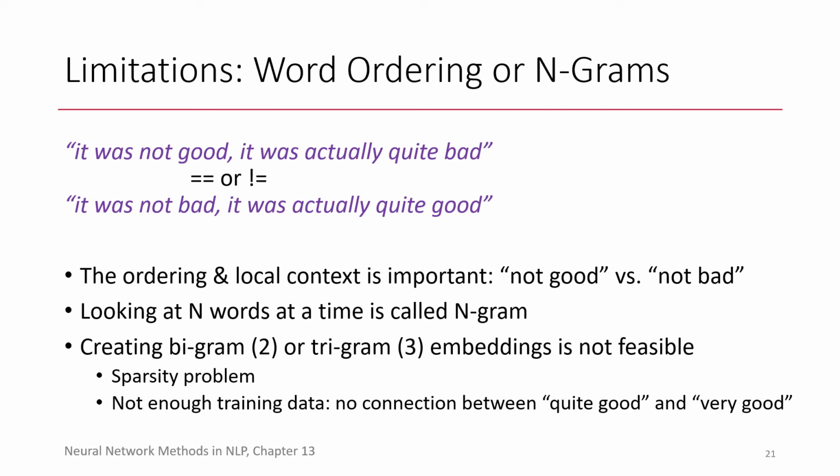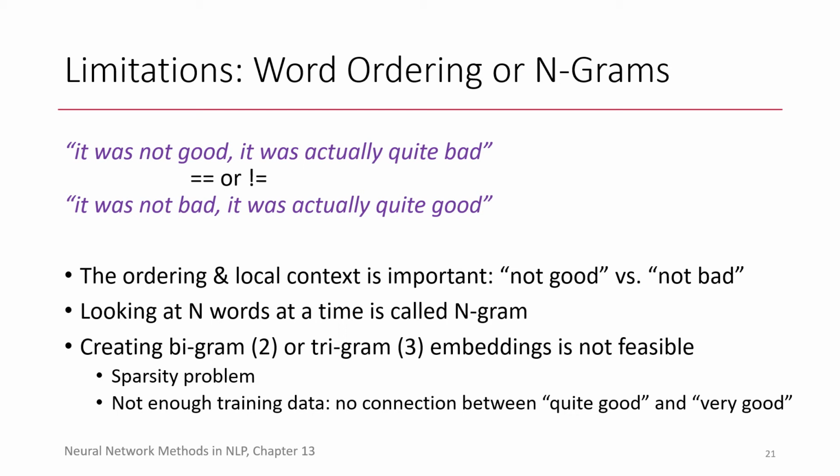Another limitation of those one-vector-per-word embeddings is that they don't actually pay attention to the word ordering or the word n-grams in this case. So those two sentences that you see here, "it was not good, it was actually quite bad" versus "it was not bad, it was actually quite good", would receive the exact same representation based on the word embedding. So the context in Word2Vec is only used during training, but not during the usage of the word embeddings.